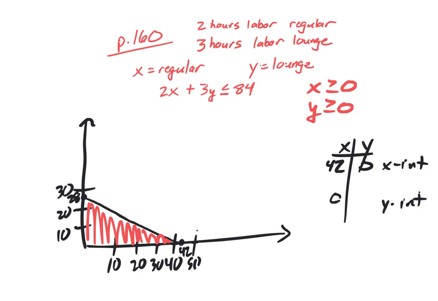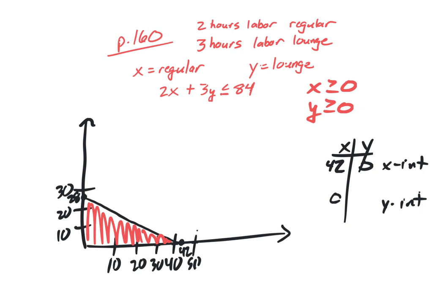Okay. Now, the last question asks, is it possible to produce 20 regular chairs and 20 lounge chairs in a day? Can I make 20 of each chair in a day? 20 times 2 is 40. 20 times 3 is 60. 40 plus 60 is 100, right? Is 100 less than or equal to 84? No. Okay. So it might ask you a question like that.